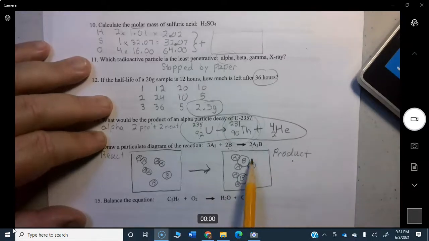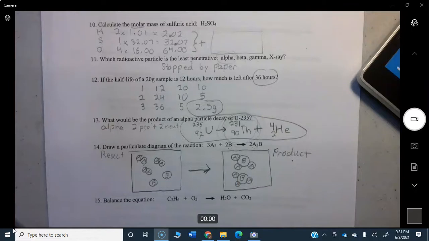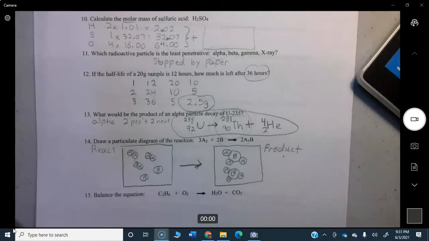Okay, and there it is. So those are 2 A3, 1, 2, 3, B. And you have 2 of them. Okay, and that's it. That's a particulate diagram. That's all you have to do for that. Okay, so it's not very hard.